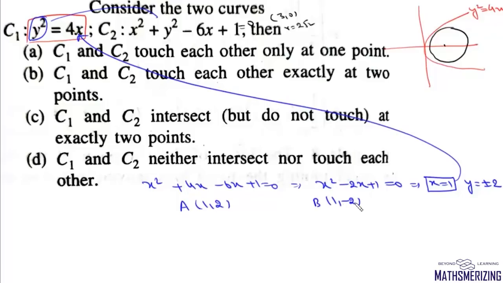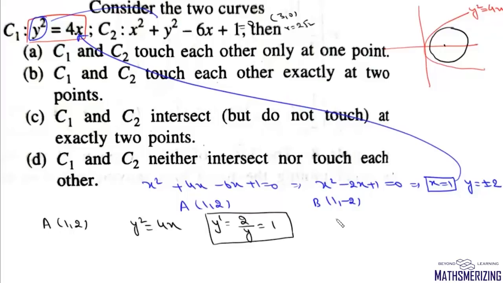Now at these points of intersection, we need to find whether these two curves touch each other or just intersect each other. So at this point A, which is 1, 2, if we take this parabola, y square equals 4x, we'll differentiate and get y dash as 2 upon y, and y here is 2. So for this parabola, the slope is 1.